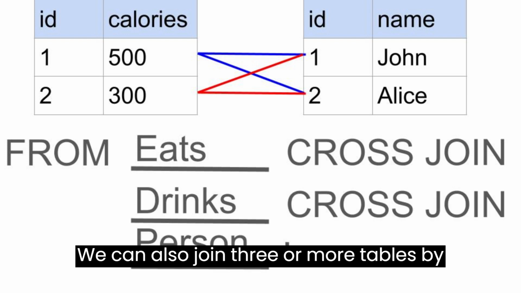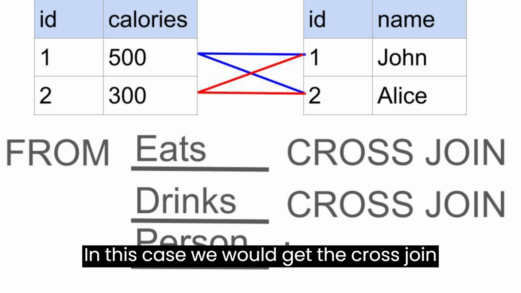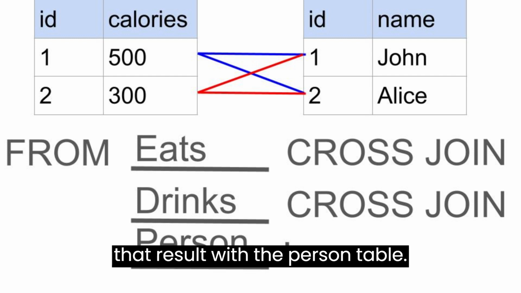We can also join 3 or more tables by just doing the CROSS JOIN multiple times. In this case, we would get the CROSS JOIN of eats and drinks, and then CROSS JOIN that result with the person table.